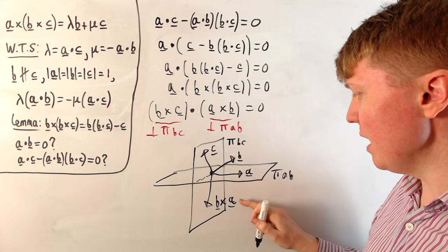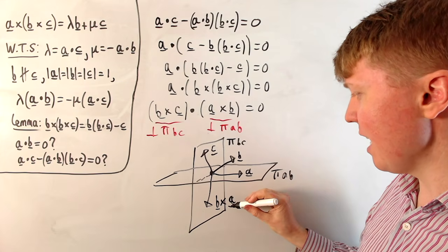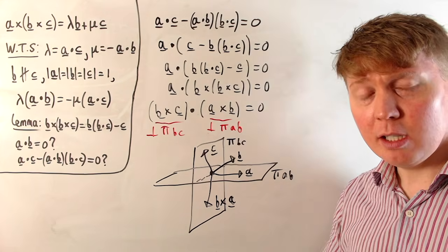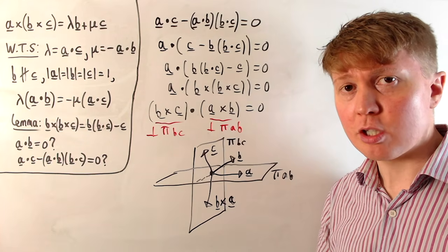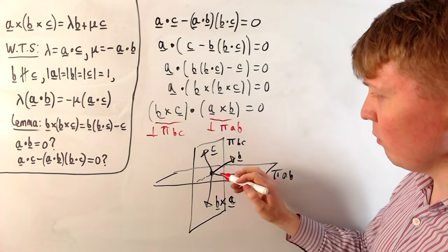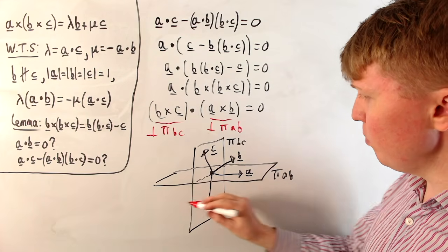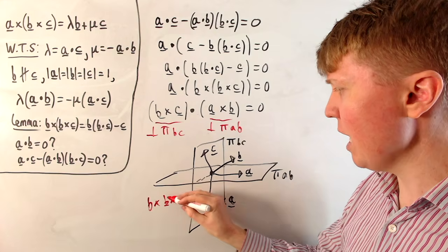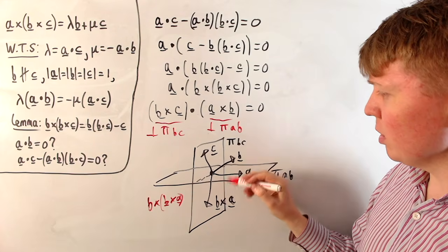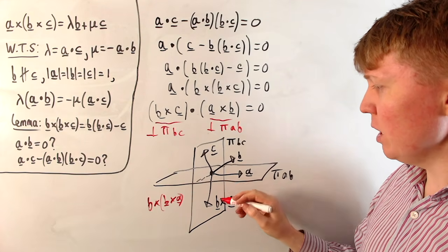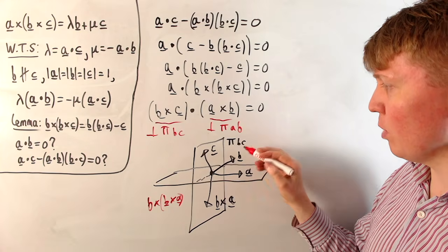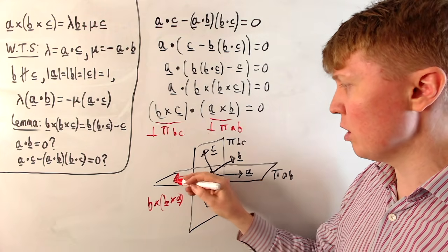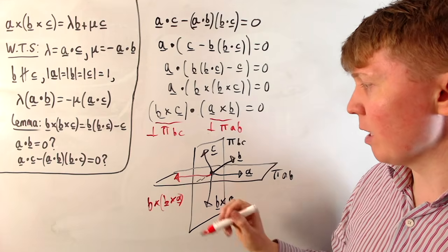We've got B cross A contained in this plane. And things get really interesting now if we do B cross A. So we'll go red for this one. If we do B cross A in brackets, then this is going to be perpendicular to both B and B cross A, which is contained in this plane pi BC. So this is just going to be a normal to this plane pi BC.